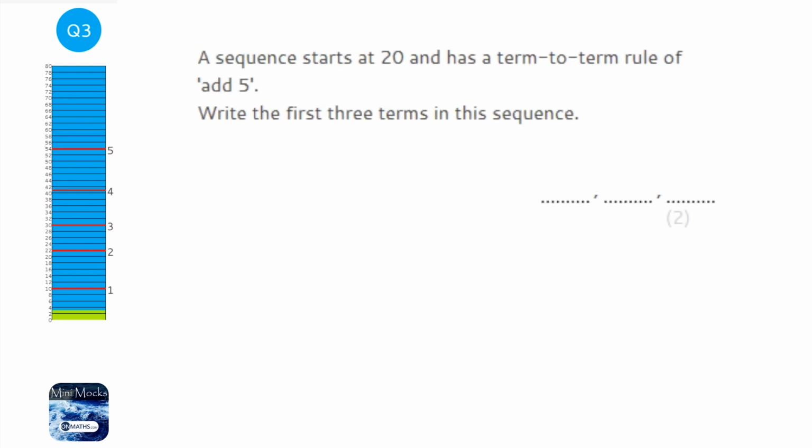Okay, so this question gives us a set of instructions to create a sequence, and it asks us to write the first 3 terms in the sequence. Now it says it starts at 20, so that's nice and easy. And it says the term-to-term rule is add 5. So we're going to add 5 to get the next one, and we're going to add 5 to get the last one. So each time we're adding 5. And that's it.